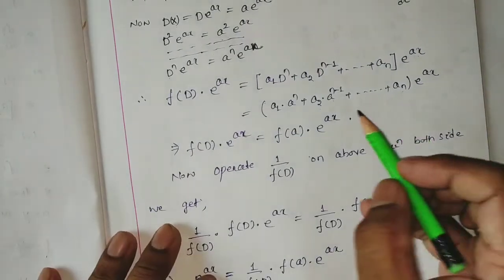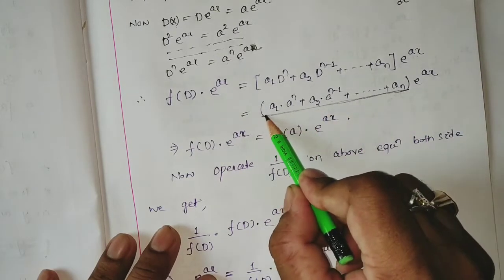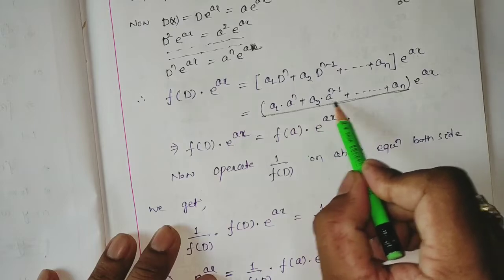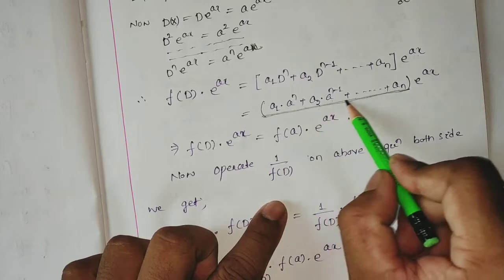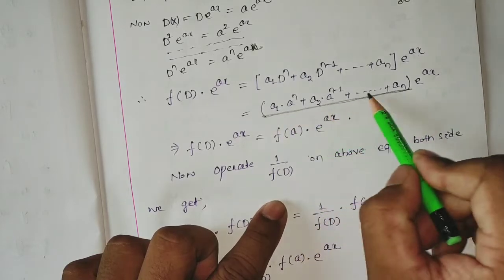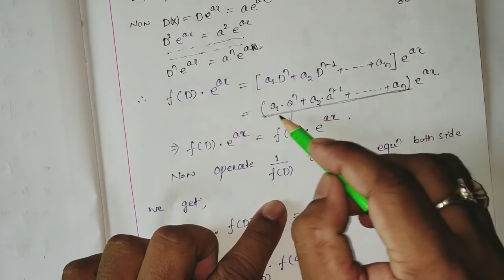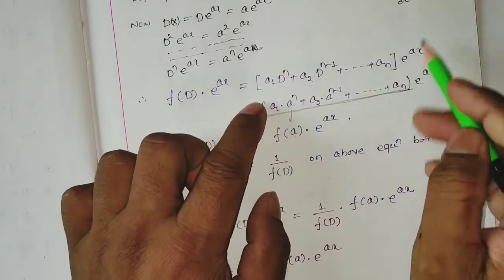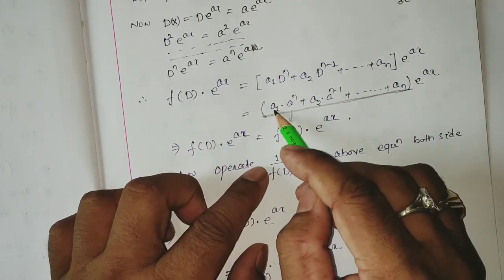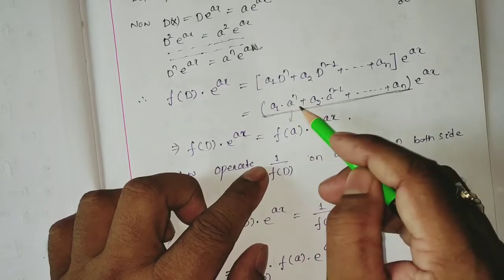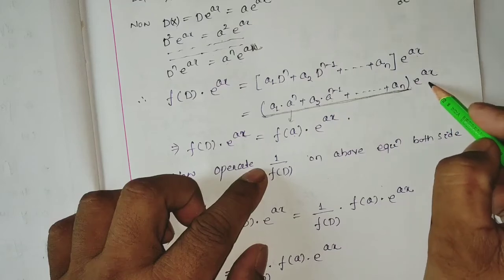So here we can see that in this summation, whatever terms are there, all belong to a only. So in short I can write this summation as f of a, because all the terms in this bracket belong to a only. Here a1 is constant, here a to the power n itself is constant. So this is the function of a, and e to the power ax is there.